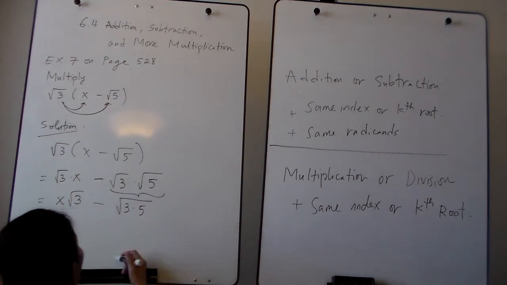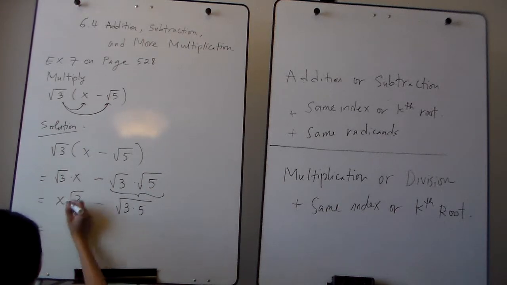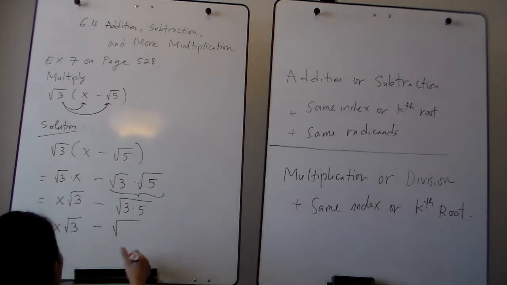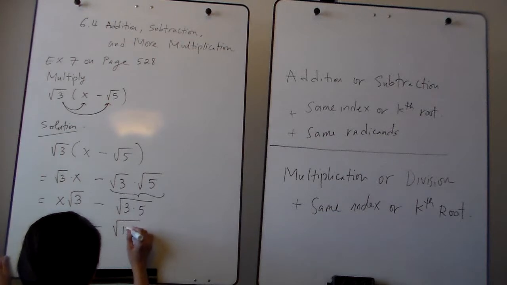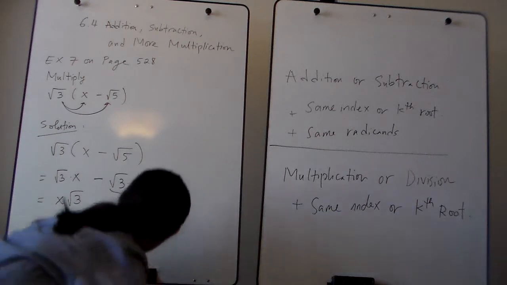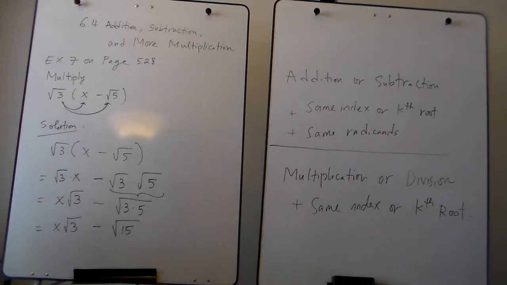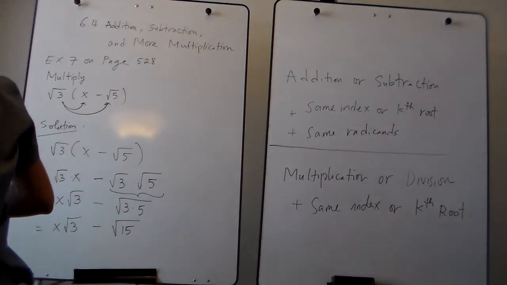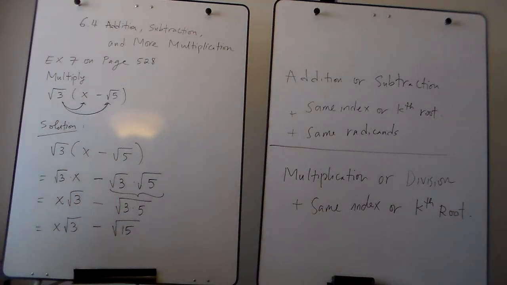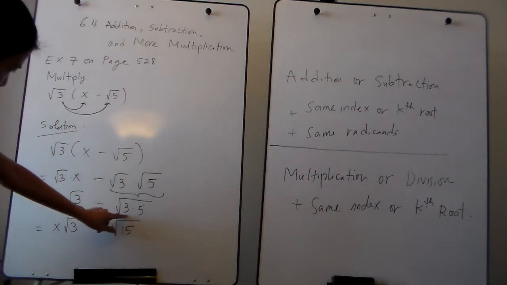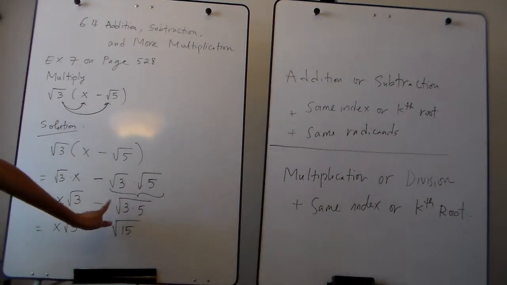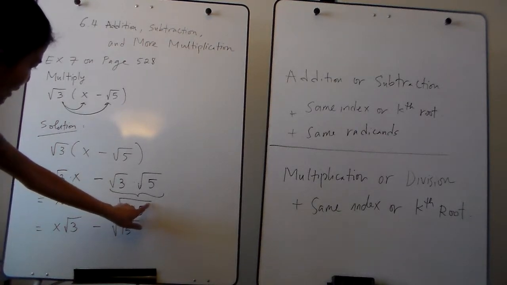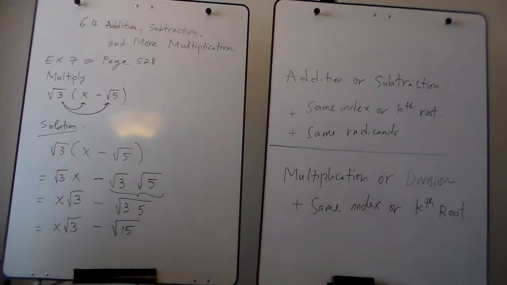And again, we learned this earlier. Then simplify: we have x square root of 3 minus, simplifying the radical, 3 times 5 is 15. Since we cannot simplify any further, we don't simplify this any more, because this 3 does not have the second power, so you cannot factor it out. Same thing for 5. It does not have the second power, so you cannot factor it out. That's why I multiply 3 times 5 to get 15.